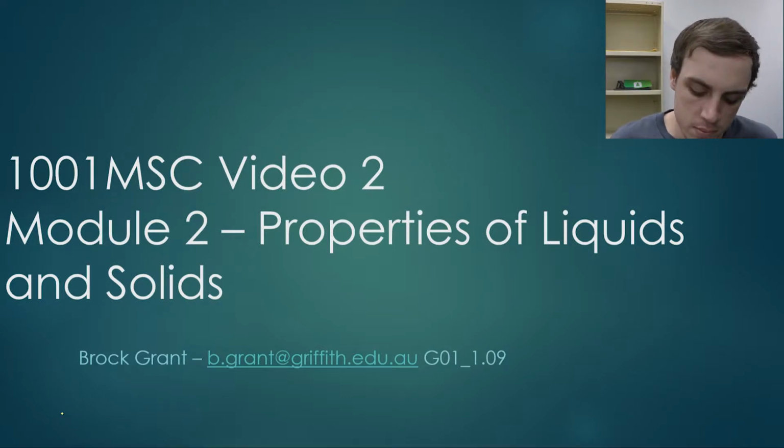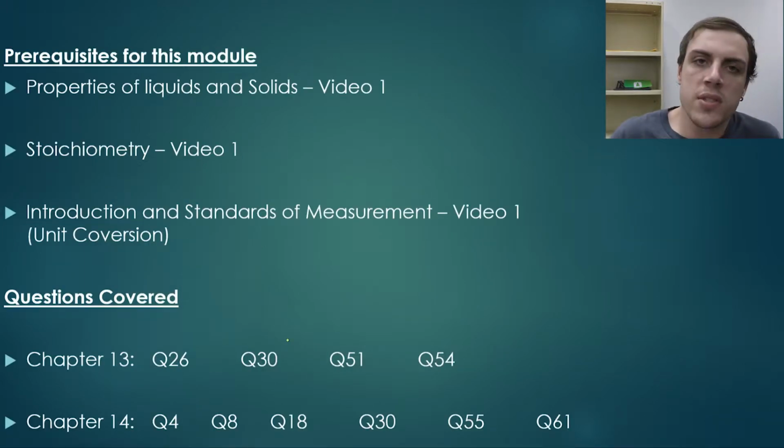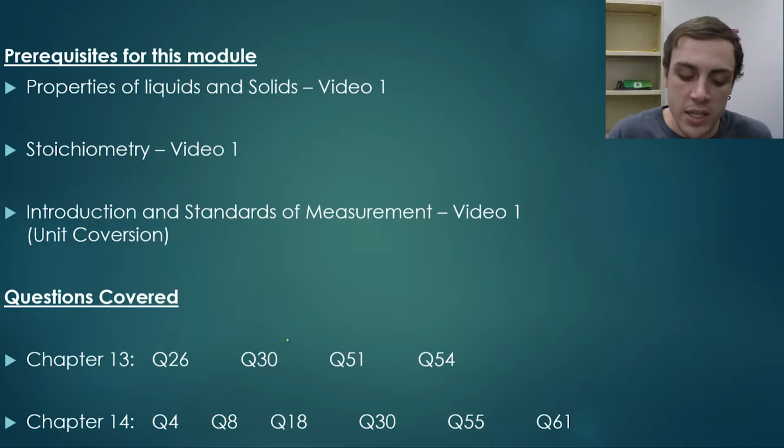Today we're going to be going through some questions regarding the properties of liquids and solids. There are some prerequisites for this module. Again, I highly recommend you check out the first video of this module, and also look at stoichiometry and be able to convert units. This module is particularly math hungry, so make sure you are comfortable with converting units and rearranging formulas before you attempt it. If you aren't too sure, it will be a bit confusing, so I recommend recapping on that first.